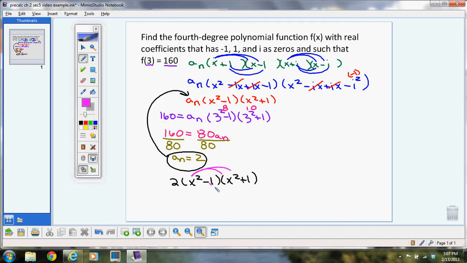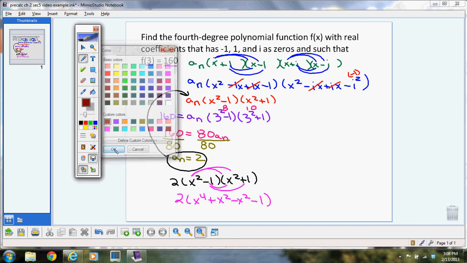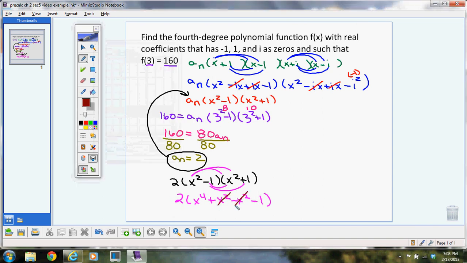When I FOIL that in parentheses, I get 2 times x to the 4 plus x squared minus x squared minus 1. And of course, those x squareds will cancel out, which gives me 2 times x to the 4th minus 1. And when you distribute the 2, that would be 2x to the 4th minus 2. So the correct equation that they asked for would be 2x to the 4th minus 2.